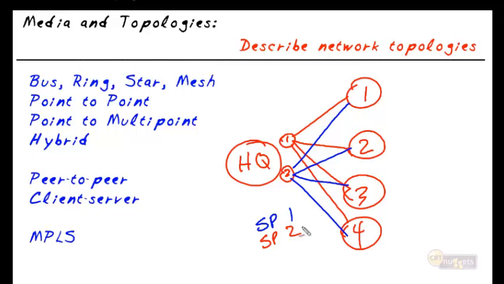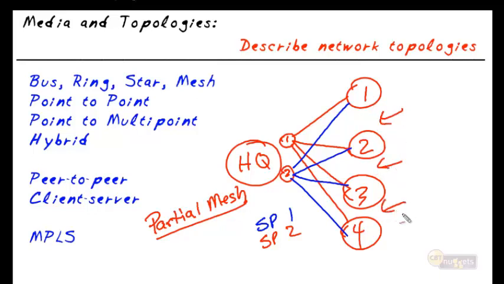But by doing something like this, you know what they call that? They call this a partial mesh. So we don't have full point-to-point connectivity between every device and every other device, hence the missing links here and here and here, but we do have some fault tolerance.